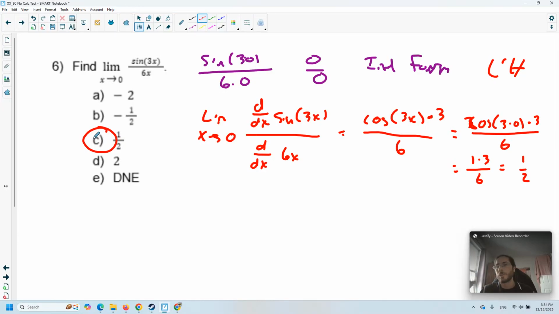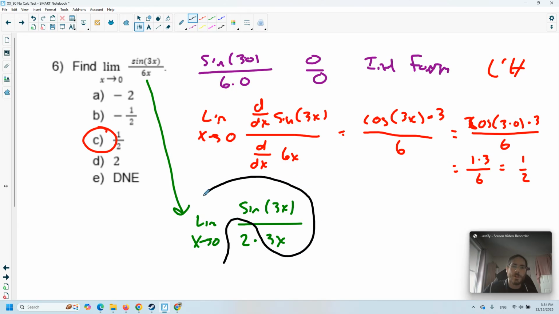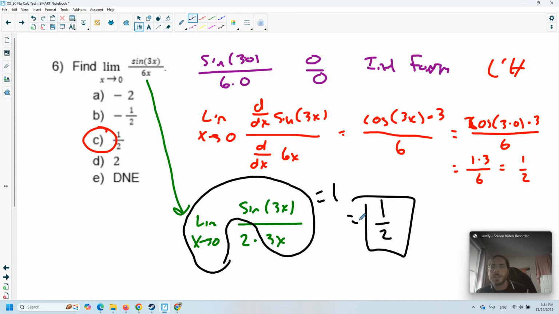Now, you didn't have to use L'Hopital. If you didn't want to, you could have used one of our rules from Unit 1, the squeeze theorem rule. That's where we would split this up into sine of 3x over 2 times 3x, and then realize that the limit as x approaches 0 of that sine part is just 1. So we get 1/2. So you could have done that too. It's your choice. Kind of a fun one.